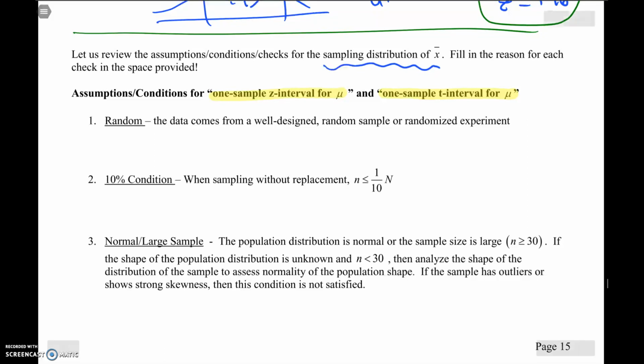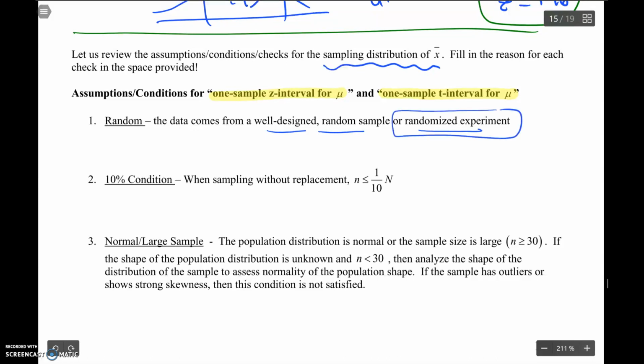First, you got to have a random sample or a randomized experiment. Again, we're going to talk about these experiments later, so don't worry about that. Fill in the reason for each check. The reason is, so x bar is unbiased. And that's for the center, right? So it's centered. So my x bars are centered about the true population mean.